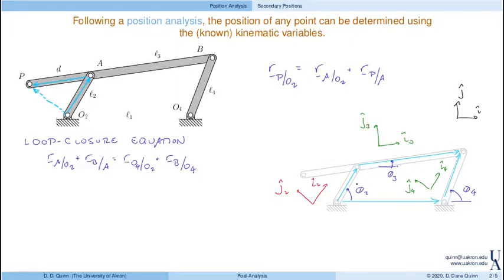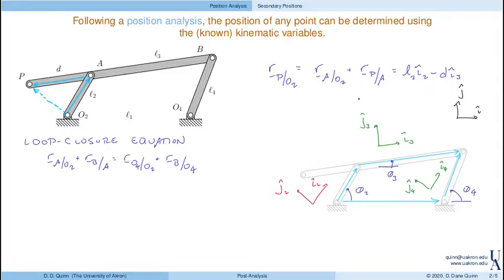Here, let's assume that theta 2 is known, and what we want is the position of P with respect to O2. In terms of these directions, we can write this as L2 in the I2 direction, because that's A with respect to O2, and then minus D in the I3 direction, because P is in the minus I3 direction by a distance of D relative to A.